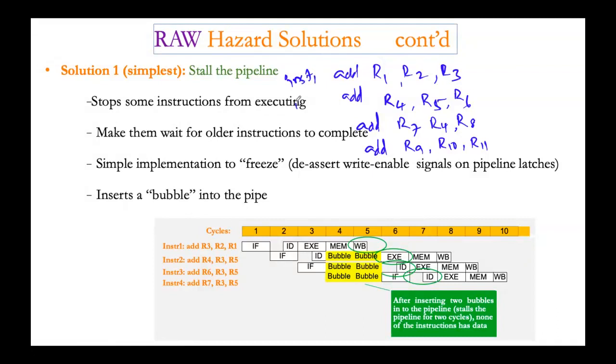Your instruction 1, instruction 2, instruction 3, instruction 4. Your instruction 1 and instruction 2 have no true dependency, so they can directly execute. Whereas your instruction 3 is depending on instruction 2. I need everyone to give the answer in the chat box.